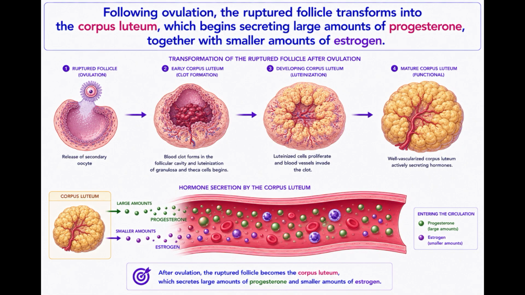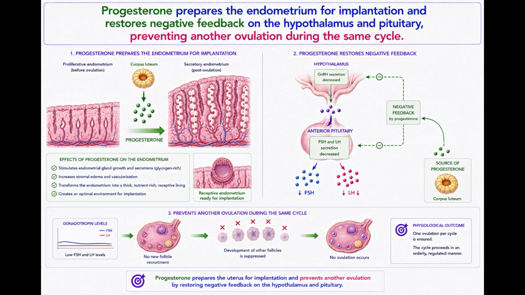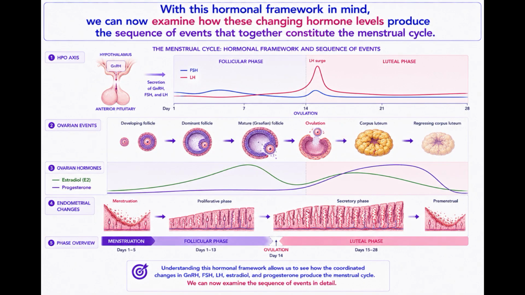Following ovulation, the ruptured follicle transforms into the corpus luteum, which begins secreting large amounts of progesterone, together with smaller amounts of estrogen. Progesterone prepares the endometrium for implantation and restores negative feedback on the hypothalamus and pituitary, preventing another ovulation during the same cycle. With this hormonal framework in mind, we can now examine how these changing hormone levels produce the sequence of events that together constitute the menstrual cycle.